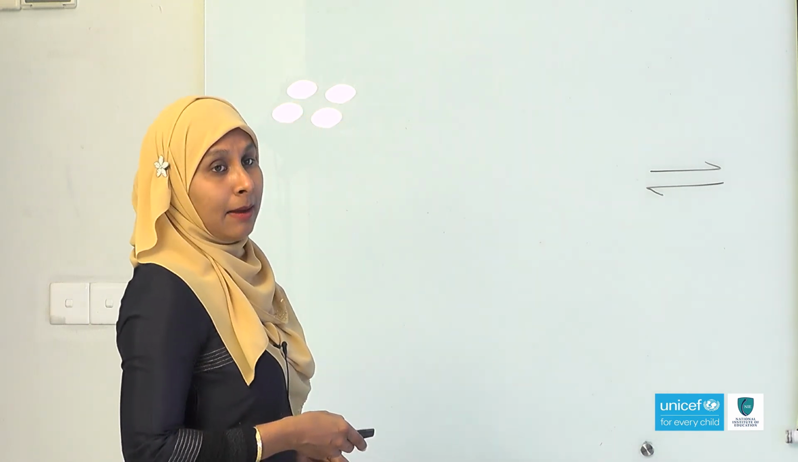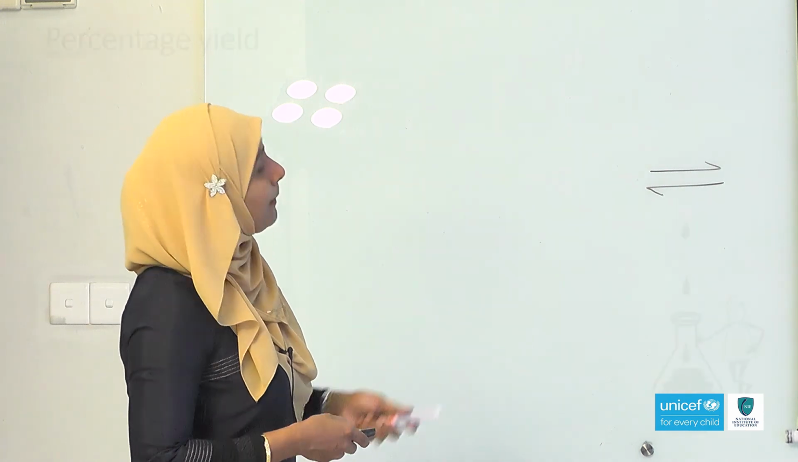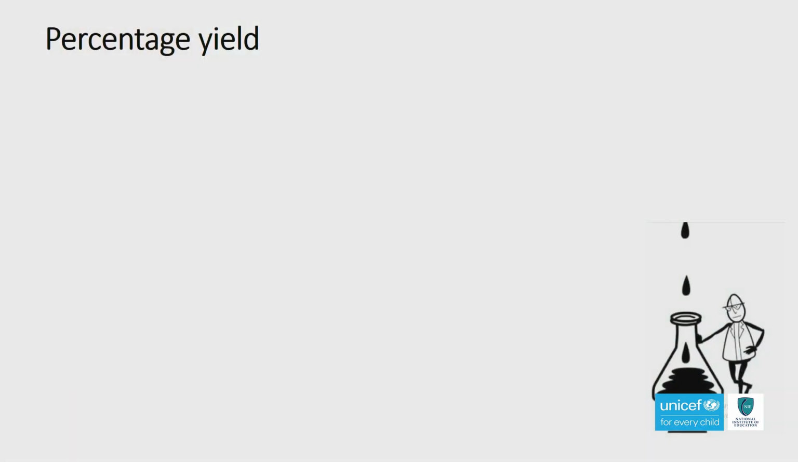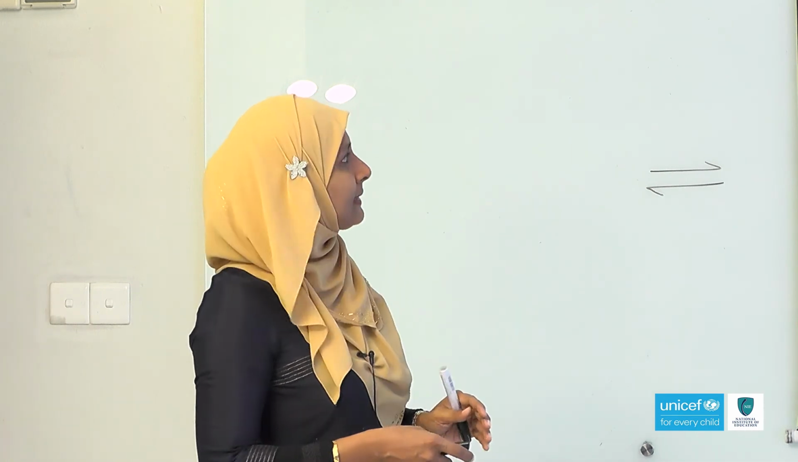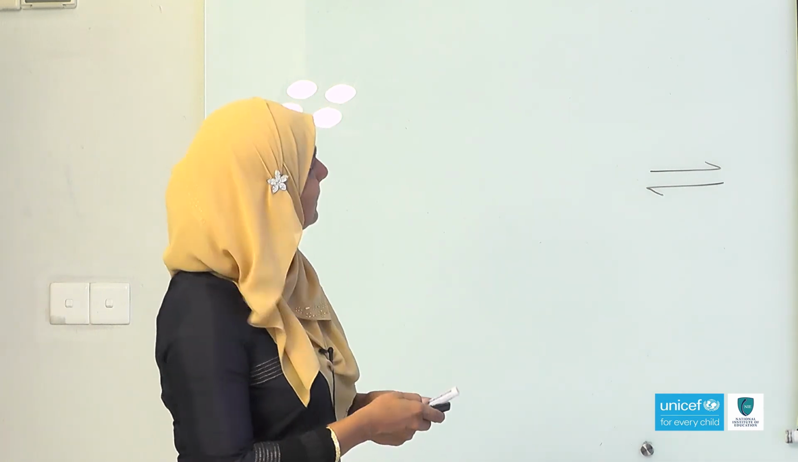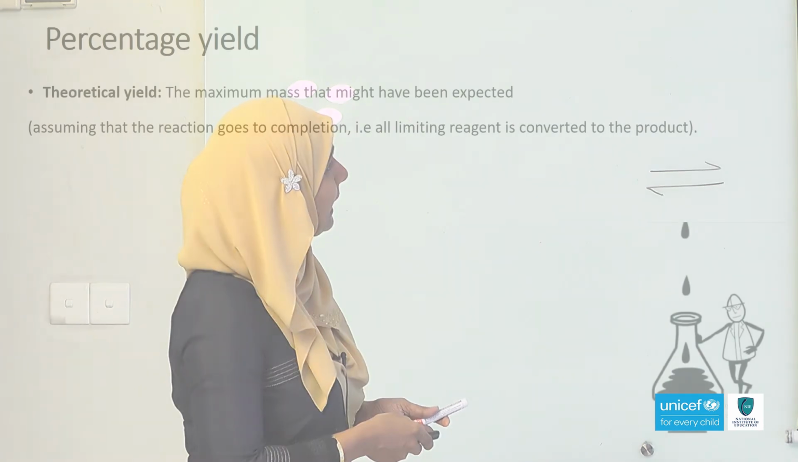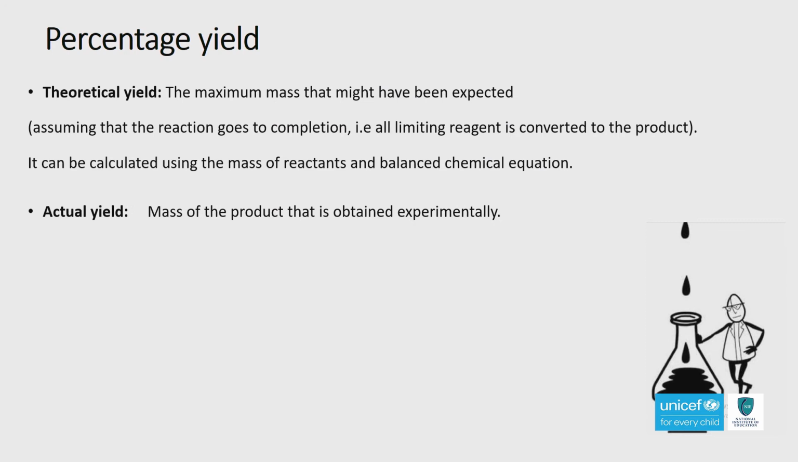Percentage yield. Percentage yield is a method that is used to check the efficiency of a chemical process. Mainly, the percentage yield deals with the amount of product that you get at the end of the process. It will not consider the amount of waste that is produced or the amount of raw materials that is used up in these chemical reactions. In percentage yield there are 2 key terms that you have to know: the theoretical yield and the actual yield.